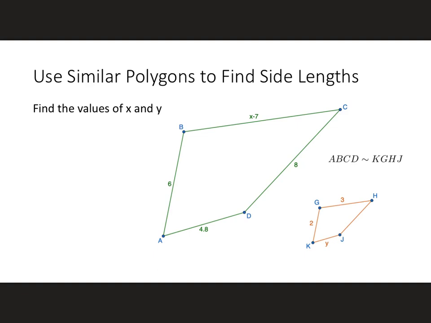Now we're going to use similar polygons to find missing side lengths. Here we have two quadrilaterals and we have a similarity statement. ABCD is similar to KGHJ, and some values are given in the diagram and some of them have variables. So we are going to use a proportionality statement and the scale factor to find the missing values for the different side lengths.